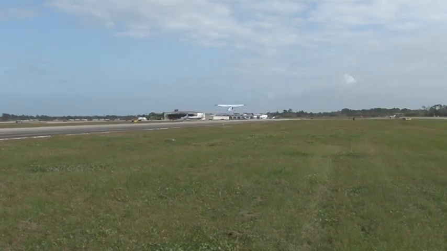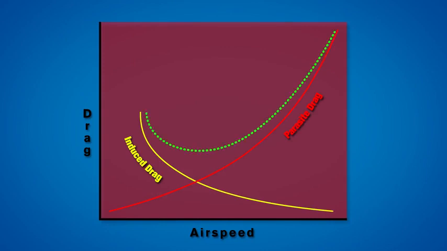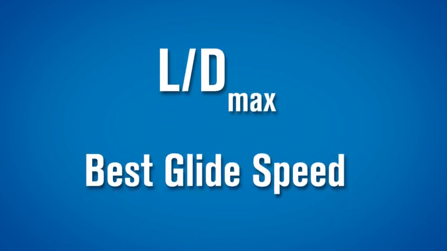If we take both induced and parasite drag, plot them on a graph, and add them together, we get a new curve representing total drag. The lowest point on the total drag curve shows the airspeed at which we make the most amount of lift and the least amount of drag. This value is called L/D max, or as pilots know it, our best glide speed.